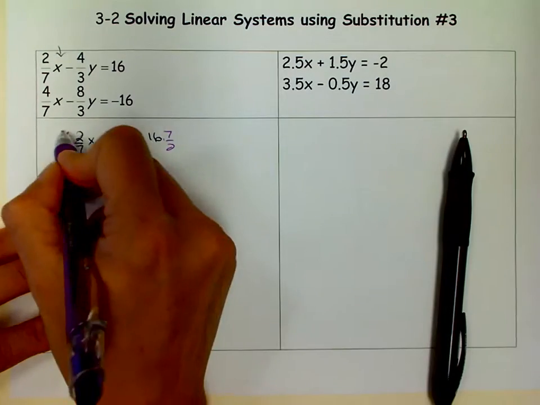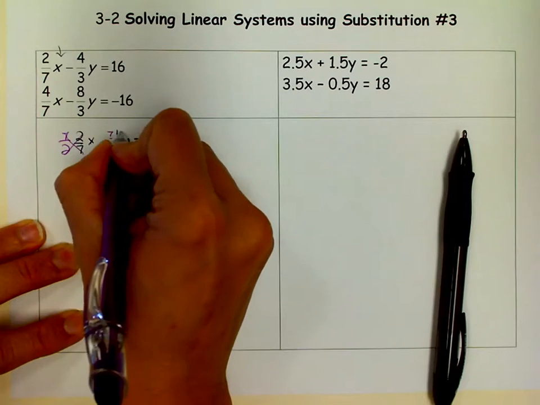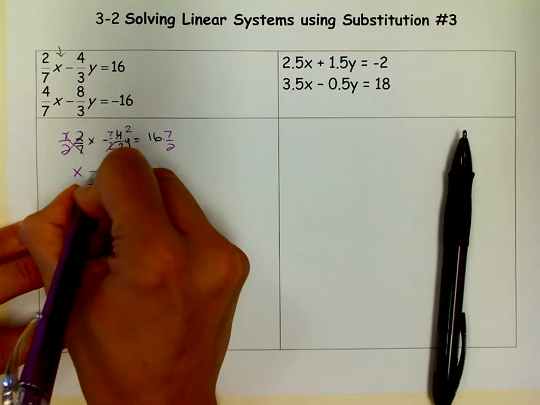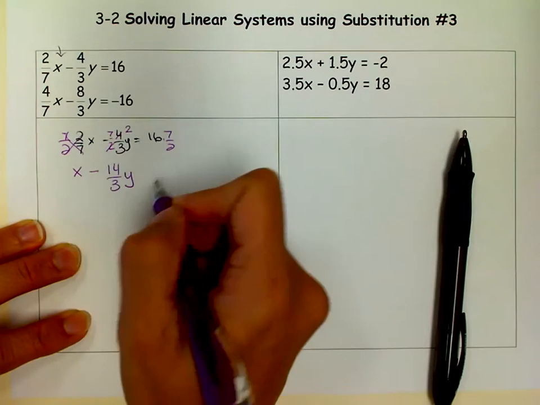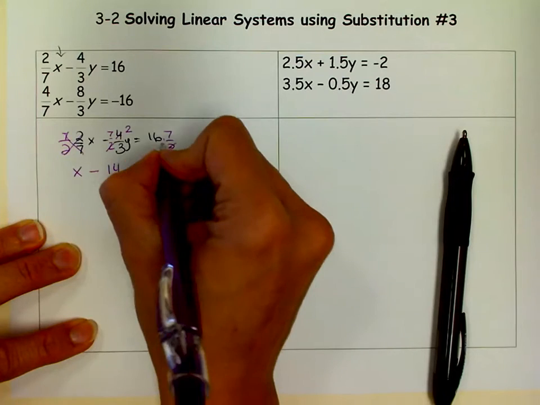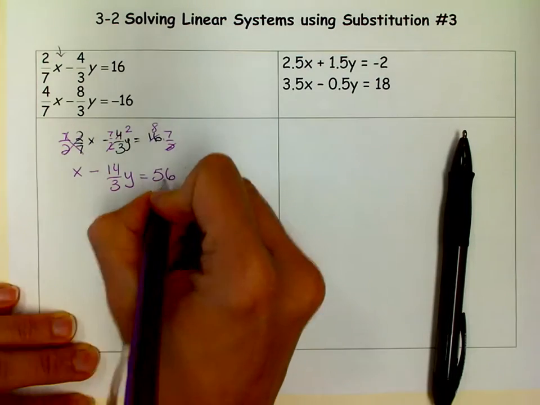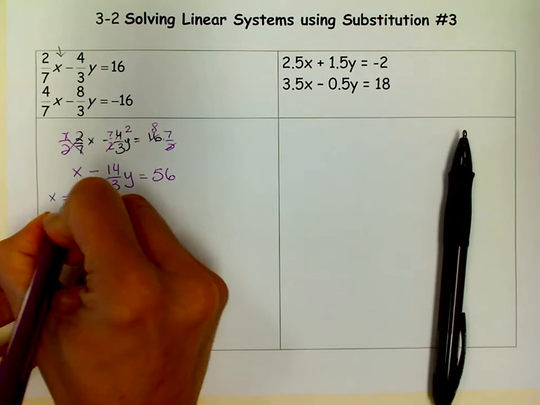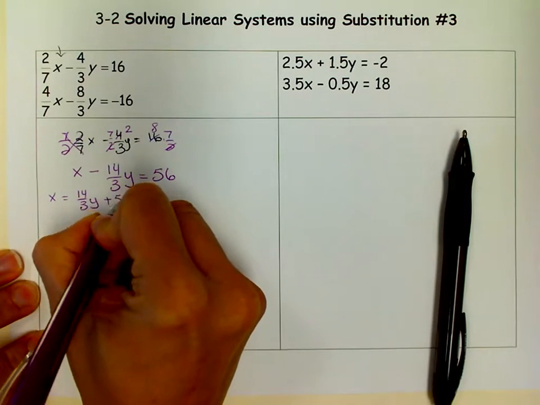Okay, and when I do that here, those cancel out and I'm left with x. When I do it here, just the 2 and the 4 cancel, because 4 divided by 2 is 2. So then I have 7 times 2, which is 14 thirds, 14 divided by 3. And over here, that's 8, and 8 times 7 is 56. So to get x alone, I need to move that over. So when I get x alone, I get x equals 14 thirds y plus 56.